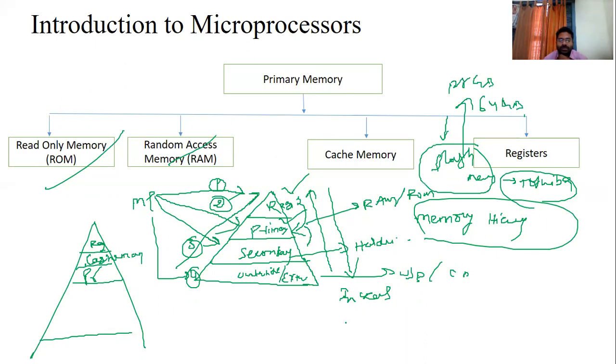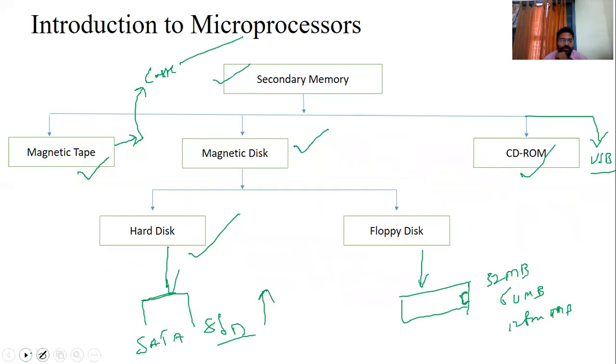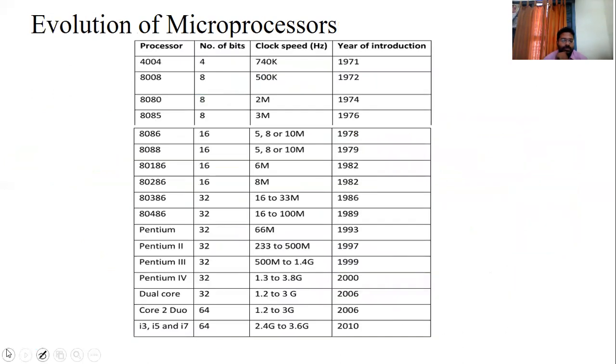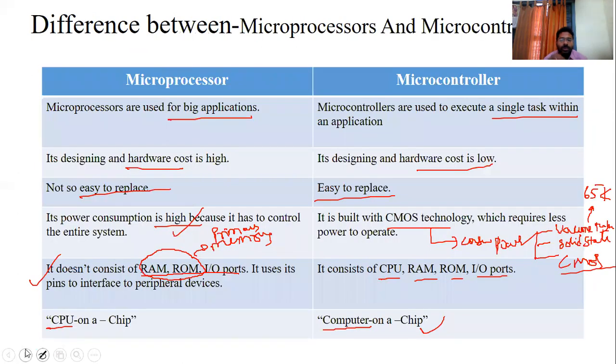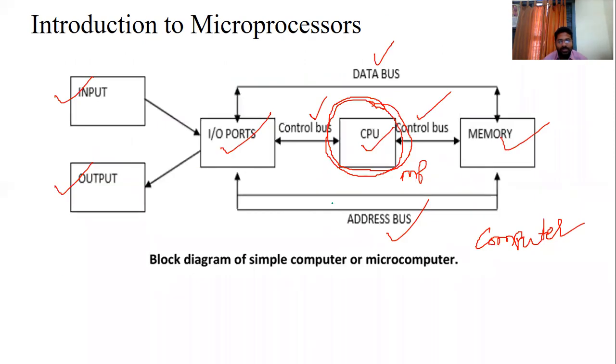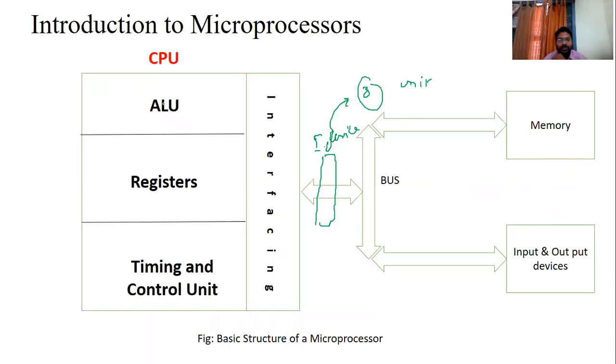So these are the memory hierarchy. Again, you can repeat this. We already observed the difference between microprocessor and microcontrollers. This is the CPU, so this is the microprocessor. I can redraw this entire structure like this: a CPU, arithmetic and logical unit, registers and timing controller. This is the interface unit.